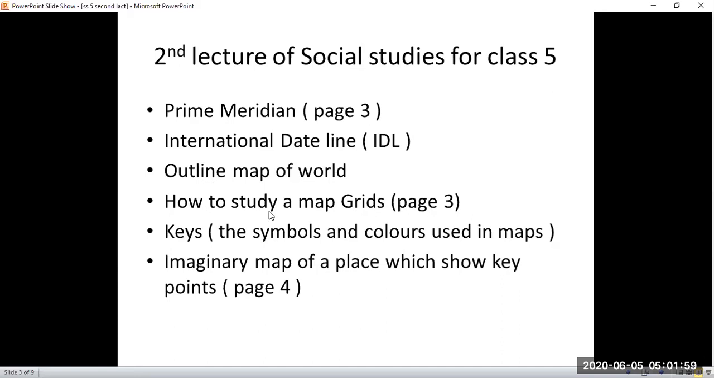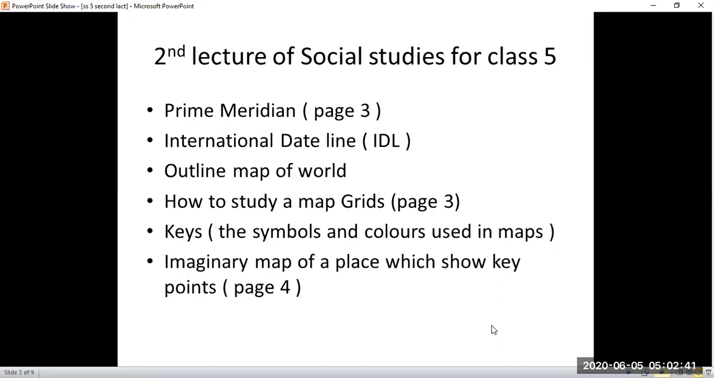And number 4, how to study map grids. It is also given in page number 3. You will see if you have a book and can open it. If you don't have one, then I am sharing the screen also. And the fifth thing is the keys, which are used to understand the different types of maps, the symbols and the colors used in the maps. In number 6, we will learn about the imaginary map of a place which shows key points, which is given in page number 4.